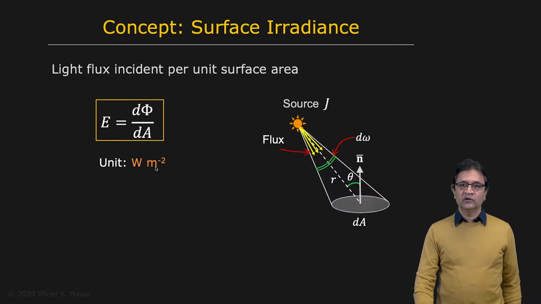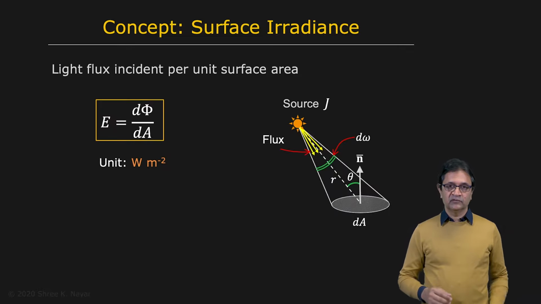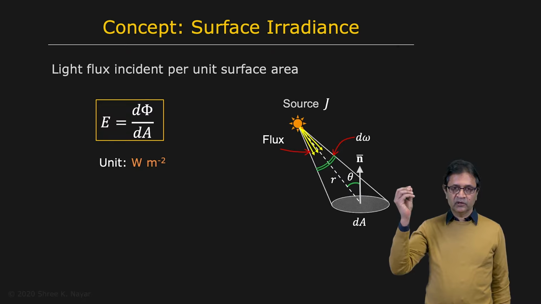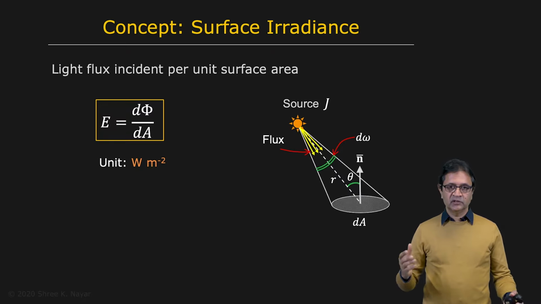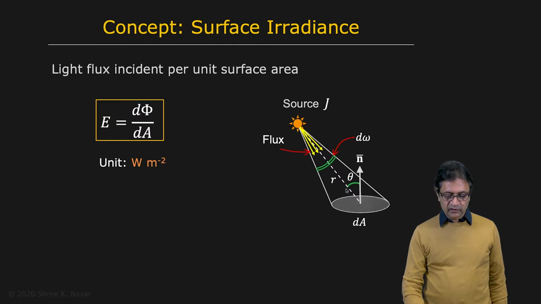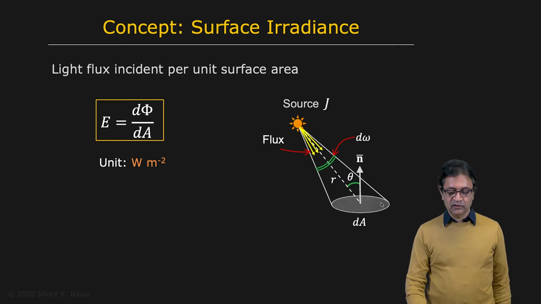And so now we can talk about the illumination of a surface. So you have the brightness of a point light source, and it is at some distance from the surface right here. Distance is r. And the question we're asking is, what is the illumination of the surface? The illumination of the surface is called surface irradiance, and that's denoted by E. And that is the flux falling on the surface per unit area of the surface. d phi by dA, and the unit is watts per meter squared.